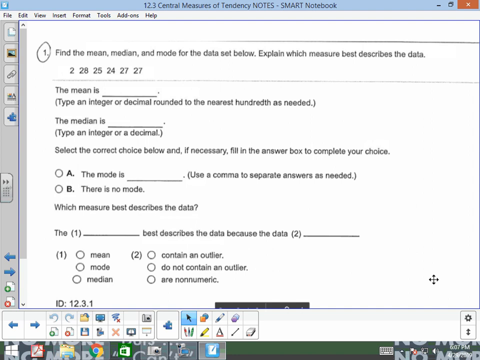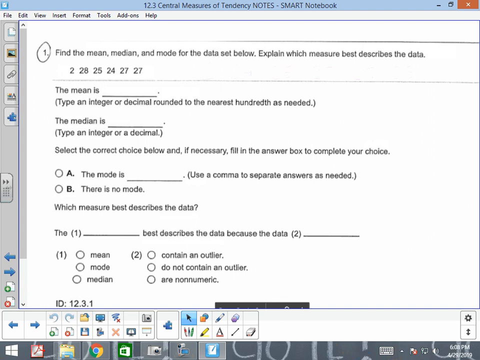Right, this is video 2 for 12.3, mean, median, mode, and range. So in this video, I'm not going to show you how to add because you know how to add and all that, but I will tell you what we're getting for our answers so you can kind of follow along. So in this one, we're finding the mean, median, and mode.